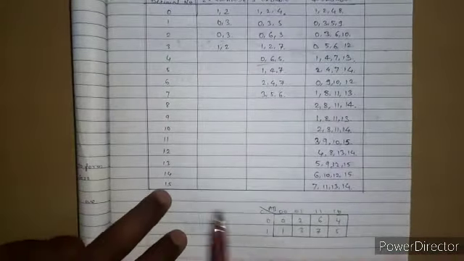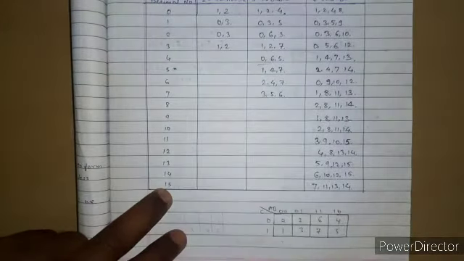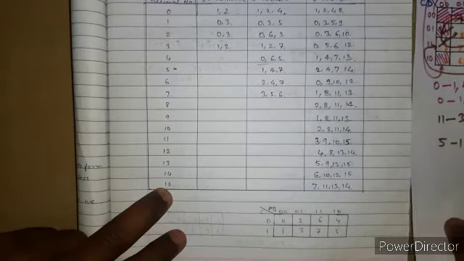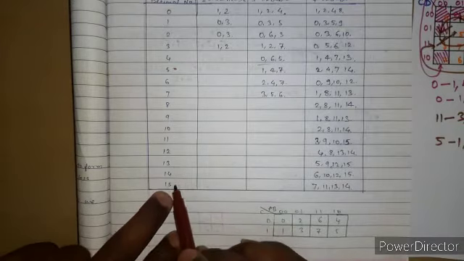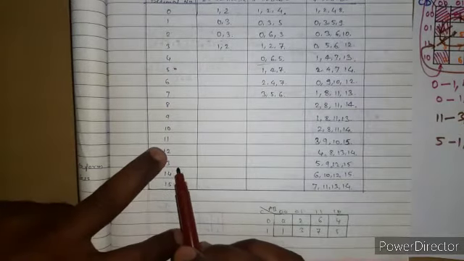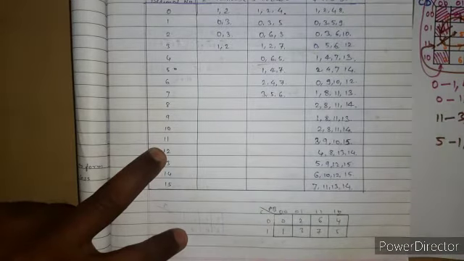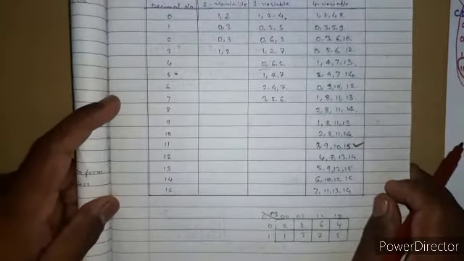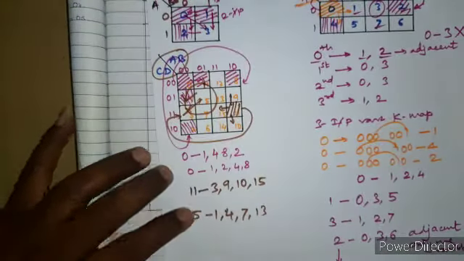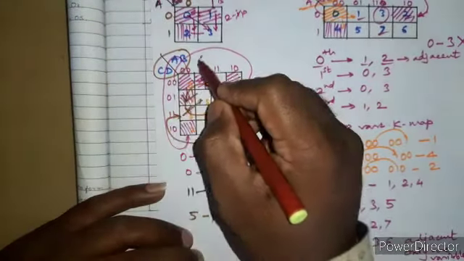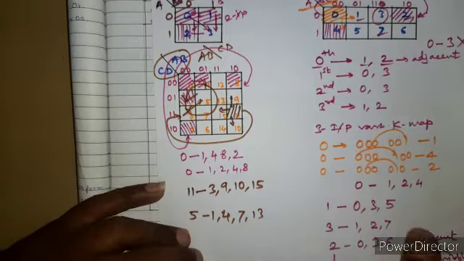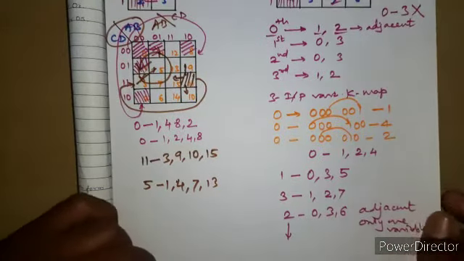Now we have seen for 5. 5 is 1, 4, 7, 13, right? And for 11 it is 3, 9, 10 and 15. Yes, this one, 11. Again, it depends on how you place the variables, ABCD this way or ABCD this way. Okay, so I hope you have understood the adjacent cell concepts.